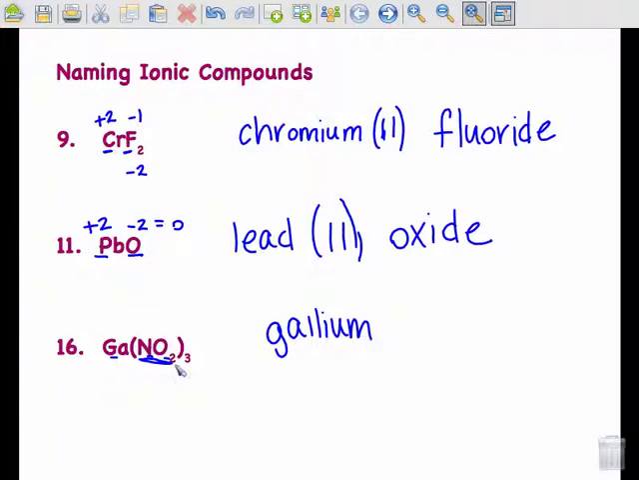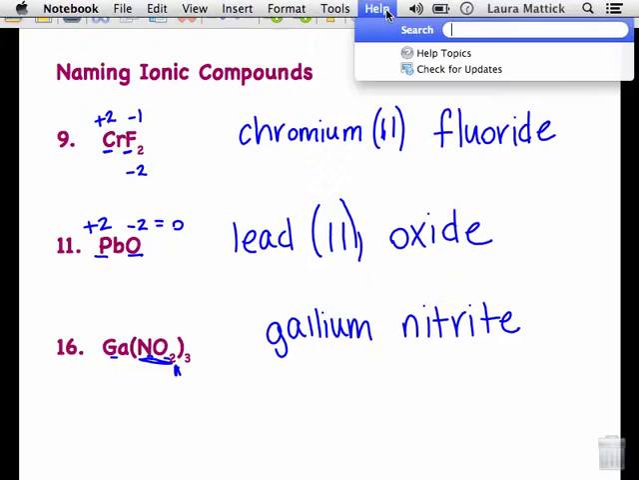And then since I know the polyatomic is NO2, right there, NO2, I'm going to look up the name of NO2 on the back of my periodic table, and I'm going to copy down exactly what it says. And the name of NO2 is nitrite. So the name of that is gallium nitrite. Make sure you're paying attention because there is a nitrate, but this one is NO2, not NO3.